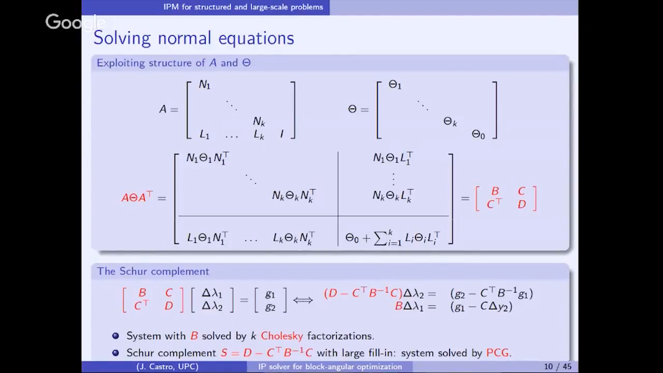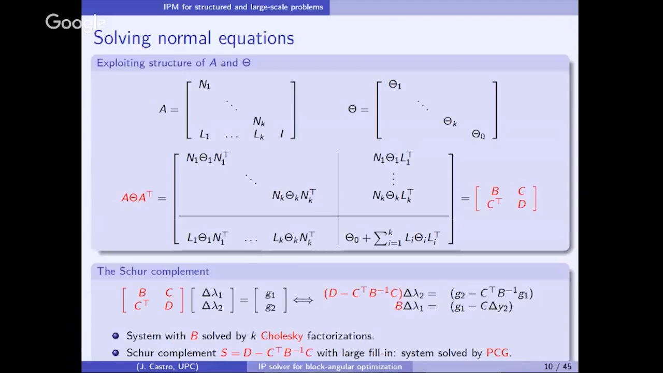This part involves the cross product between N's and L's. This is the transpose of that. And finally, the last part is the one related with the linking constraints. Li times zeta times Li transpose, summed for all the blocks, plus zeta 0, which is the one related to the identity, the slack variables mentioned by David before. That's all. So this is our system.